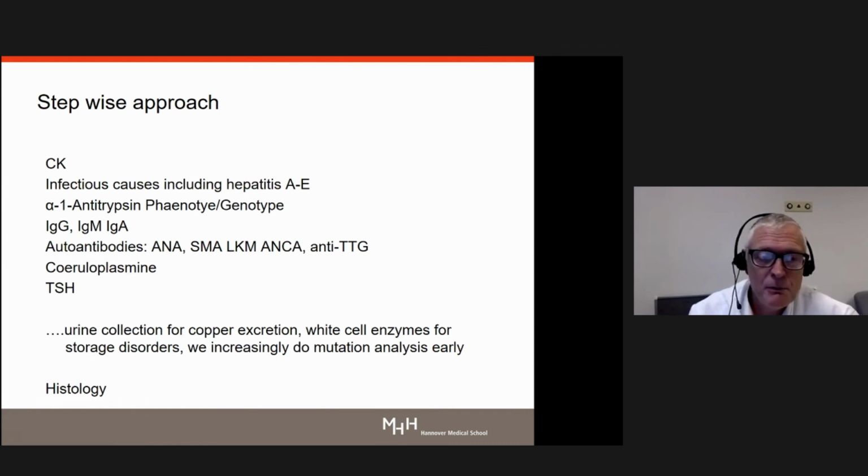It starts with very simple things. We exclude hepatitis A to E. E is very popular here in Europe these days. Not sure how common alpha-1 antitrypsin deficiency is in your region. We like to do autoantibodies, including celiac disease, which is so common that we often find celiac disease as an explanation for abnormal transaminases, ceruloplasmin, and TSH. And depending on the outcome of these non-invasive tests, we then would consider a liver biopsy.